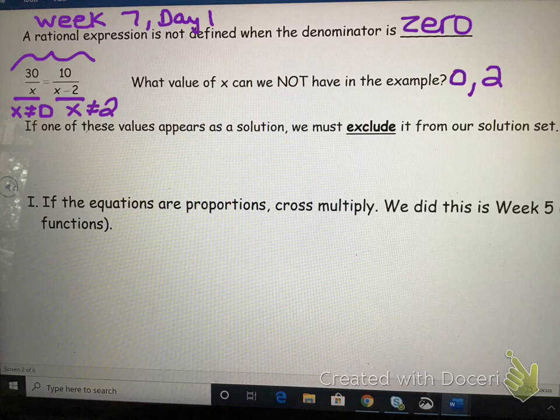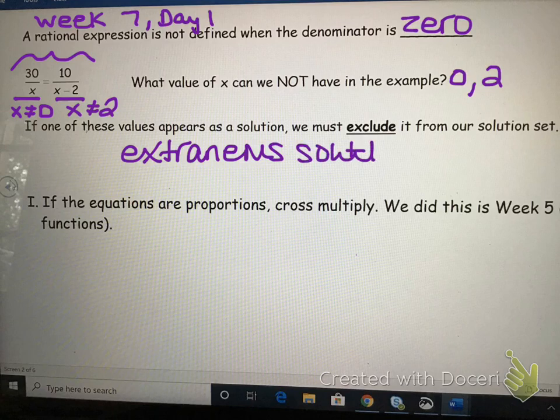What happens is that we're going to solve this just like we would any other proportion, and then whatever solution we get from it, we simply need to make sure that our solutions are not 0 or 2 for this proportion. If either of those values shows up as a solution, we exclude it from our solution set just like it was an extraneous solution, which is a word hopefully that you remember from our previous units. So it does just get excluded.